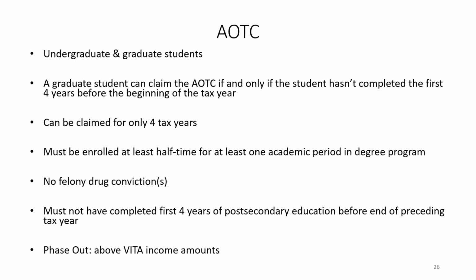And then here's another thing, and we have to ask it, and I really don't know the genesis behind this, but the law says you can't have any felony drug convictions. So that's a question we ask. It might be kind of sensitive, but we got to ask it. And then, of course, there are phase outs, and this is something you'll see in the tax world. There's certain things that you cannot get because Congress says you make too much money. And this phase out for the American Opportunity Tax Credit, you don't need to worry about that because it's above the income limits for VITA.